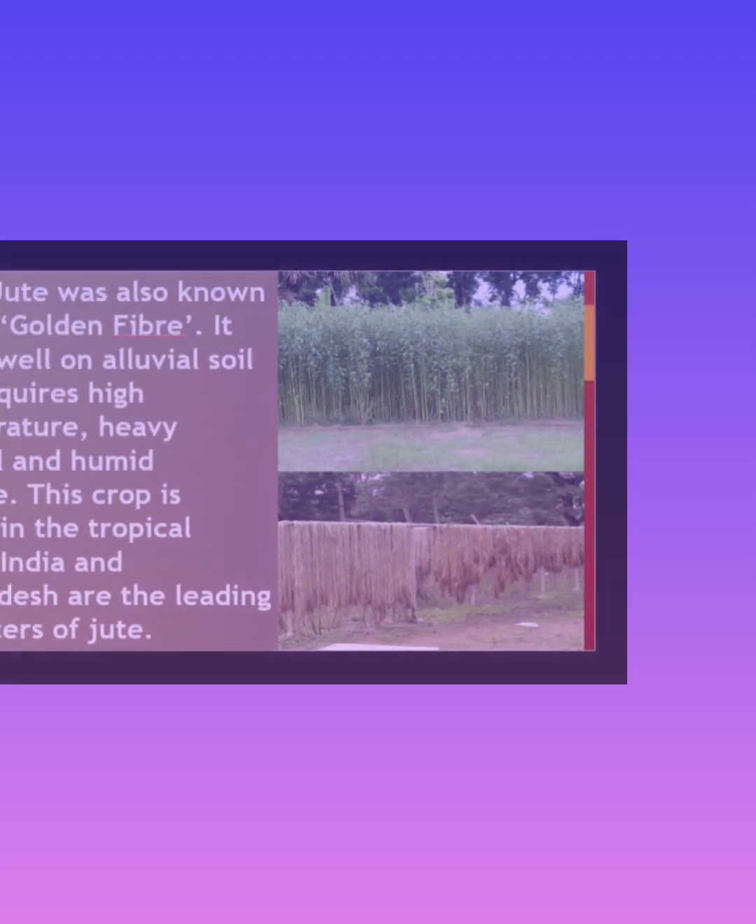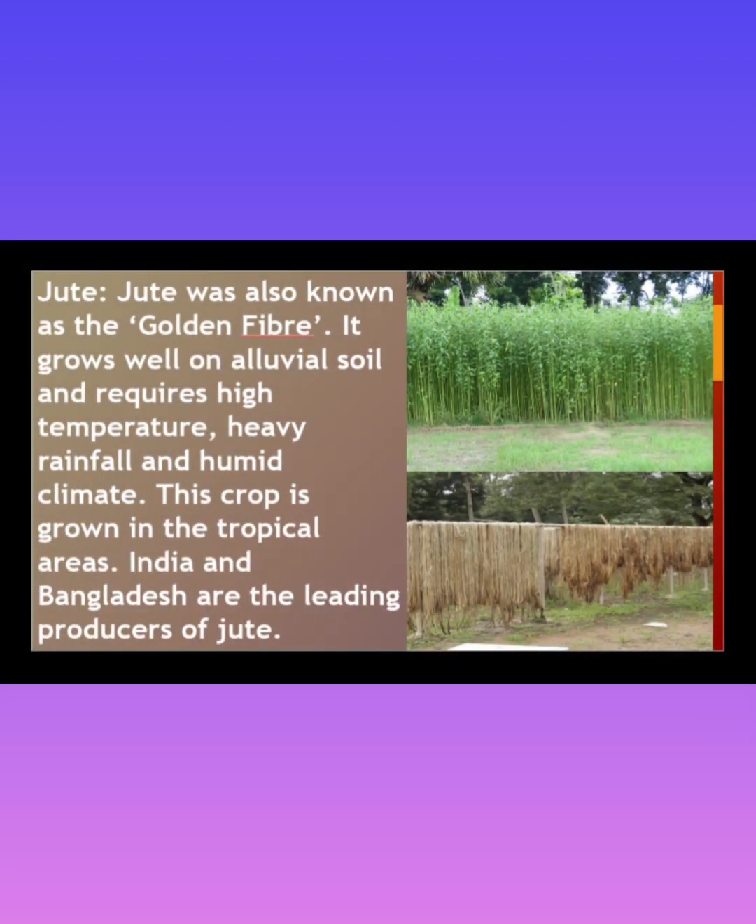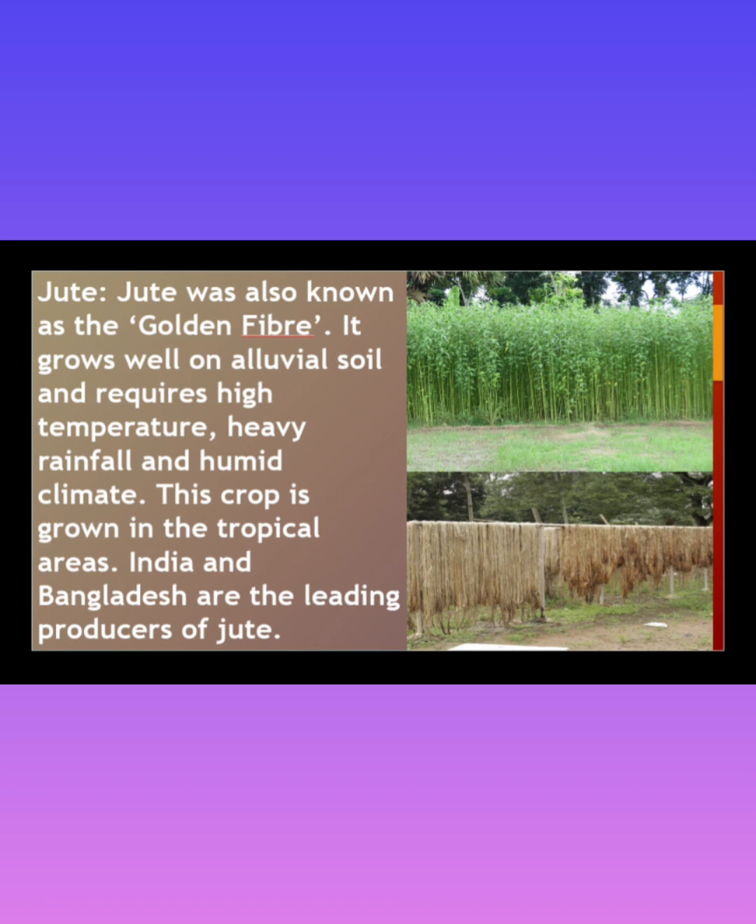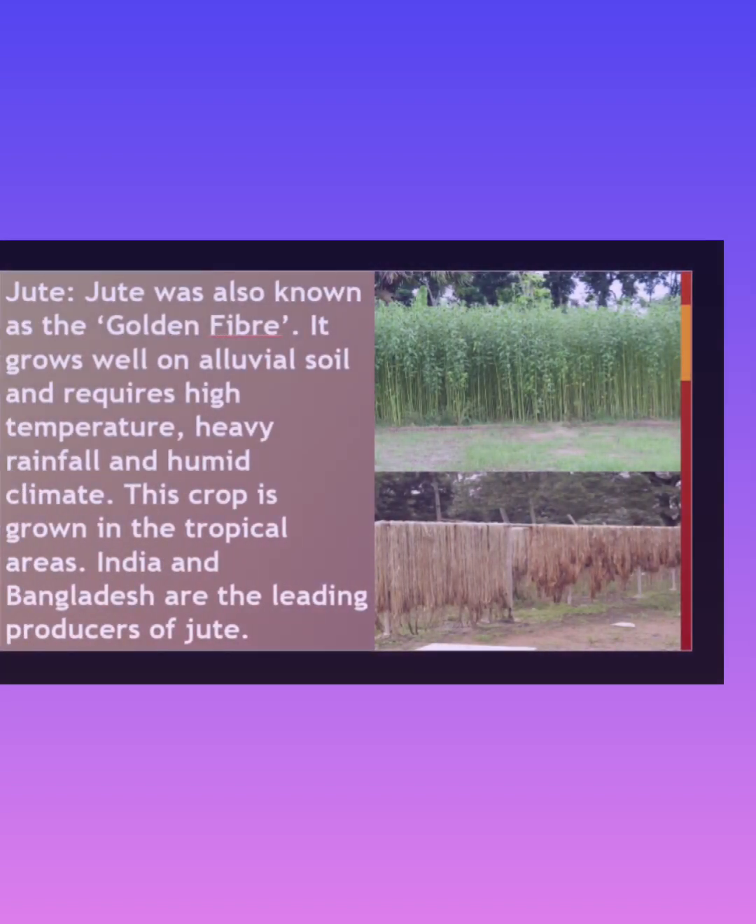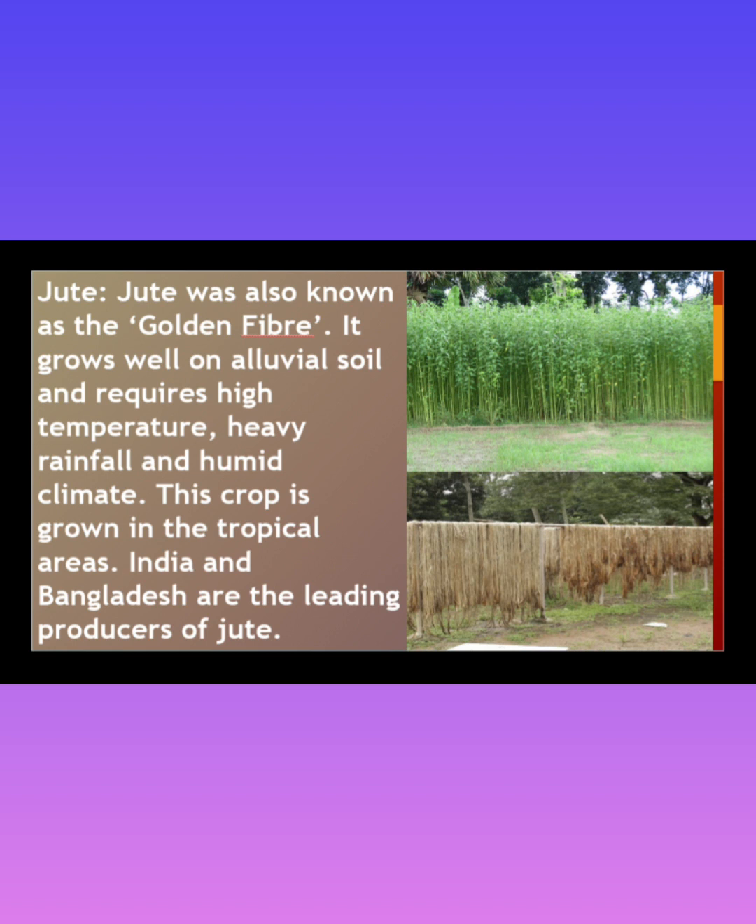Jute. It is also known as the golden fiber. It grows well on alluvial soil and requires high temperature, heavy rainfall, and humid climate. India and Bangladesh are the leading producers of jute.